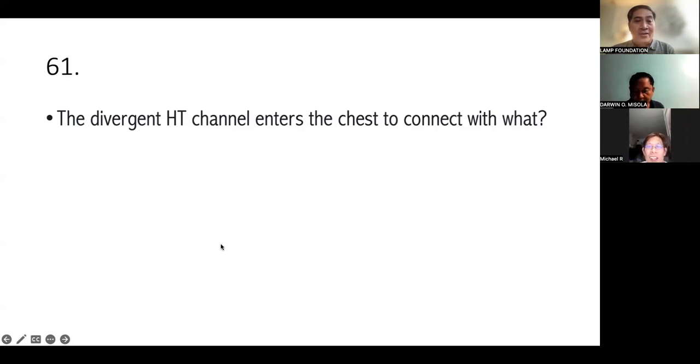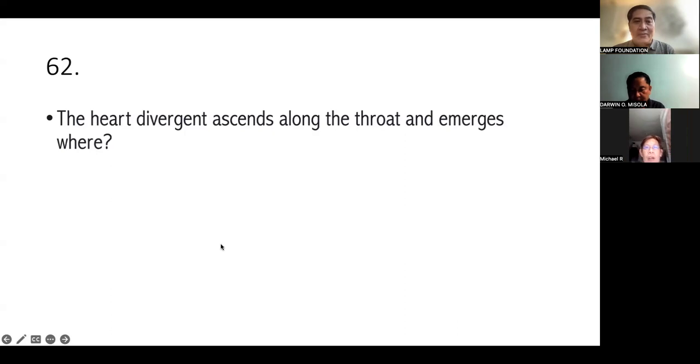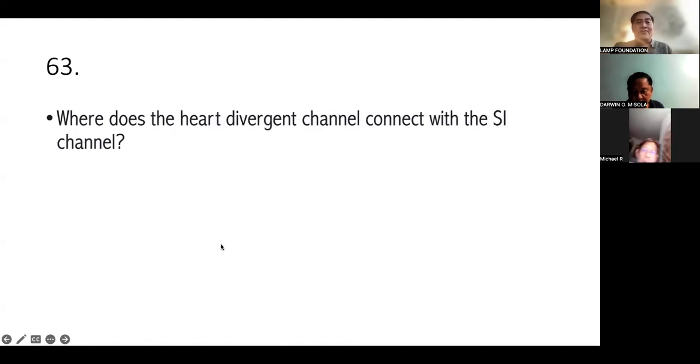The divergent heart channel enters the chest to connect with the heart. Yes. The heart divergent ascends along the throat and then emerges where? Emerges on the face. Kaya nag-iiba yung kulay ng mukha. So, pag mabutla, dapat nag-iba yung kulay. Kaya dapat alam natin to. Either namumutla or namumula. Yes. So kung pulang-pula yung mukha niya, kailangan mawawala yung pula or mabawasan man lang.